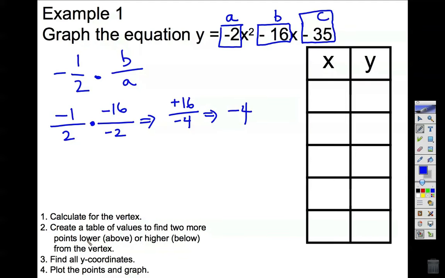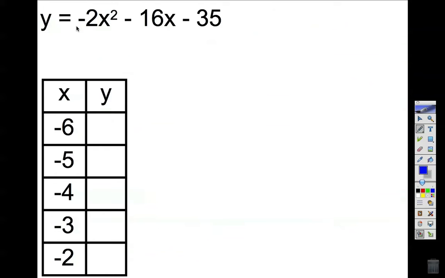Because I want 2 points that are lower than -4 and 2 that are higher than -4, I'm going to place -4 here. 2 numbers that are lower than -4 are -5 and -6. And then 2 other numbers that are greater than -4 are -3 and -2. So now that I found those x numbers, I need to find the y's to complete the table.